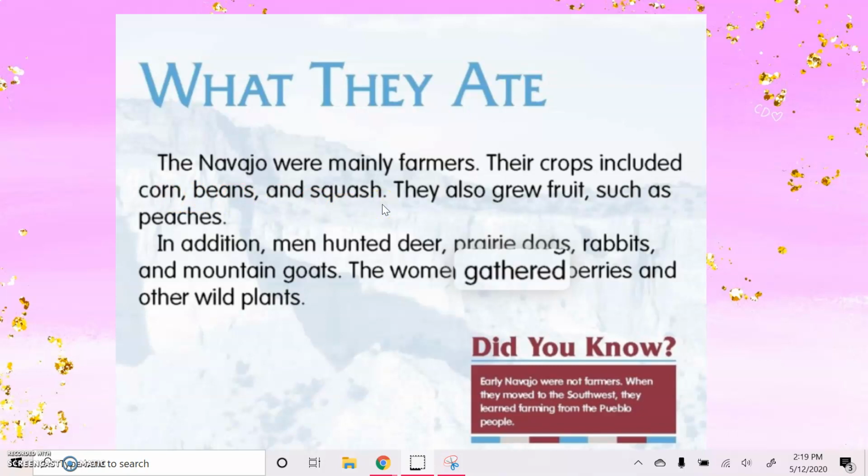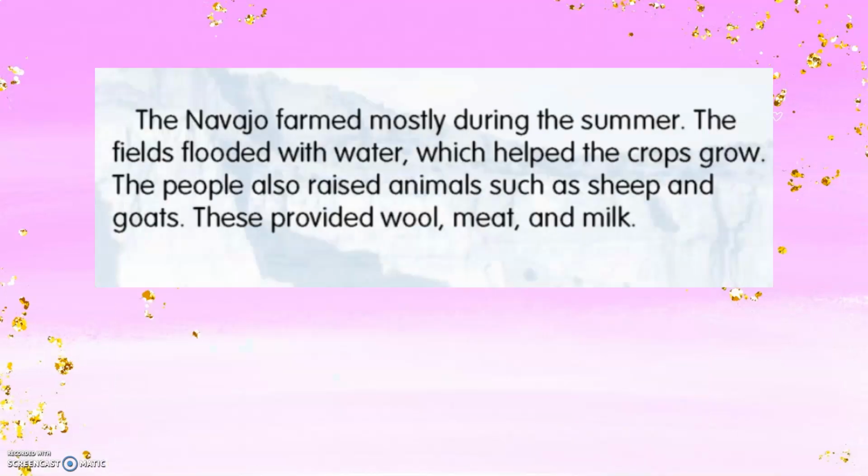In addition, men hunted deer, prairie dogs, rabbits, and mountain goats. The women gathered berries and wild plants. Wow. So another similarity, they also gathered berries or different types of plants. Interesting. I also have another excerpt. The Navajo farmed mostly during the summer. The fields flooded with water, which helped the crops grow. The people also raised animals such as sheep and goats. They provided wool, meat, and milk.